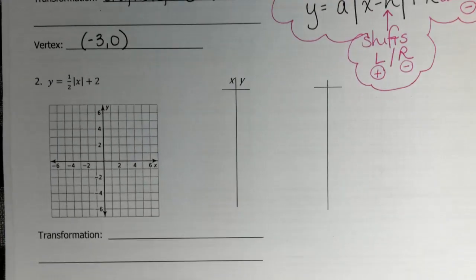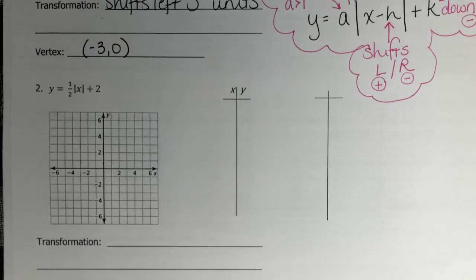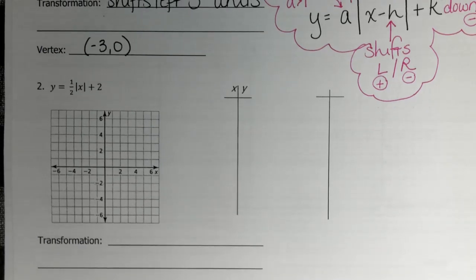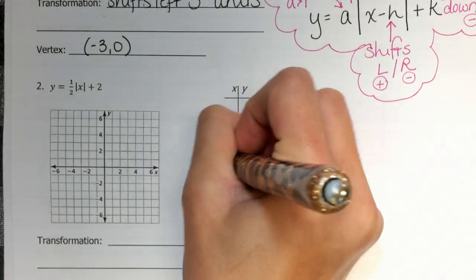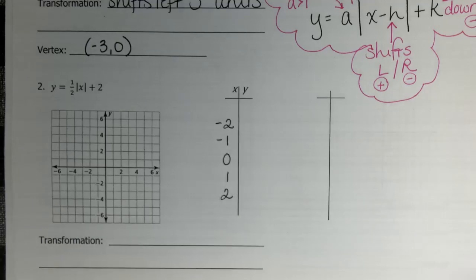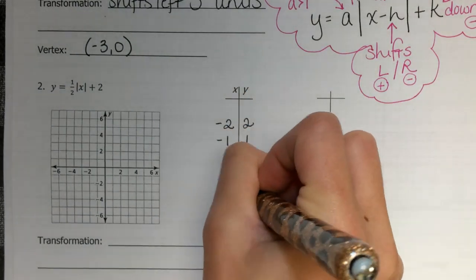All right. We will do transformations all year long. So if you find it to be pretty simple and you catch on now, it will be easy throughout the year. Okay, example 2. We're going to start with our parent function. So my x values, -2, -1, 0, 1, 2. My y values, 2, 1, 0, 1, 2.